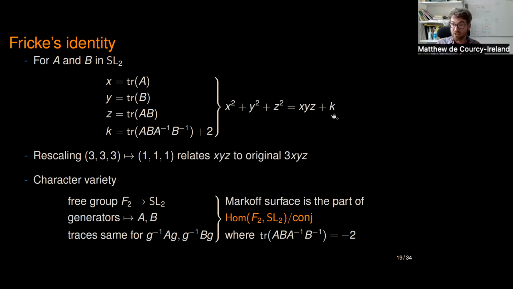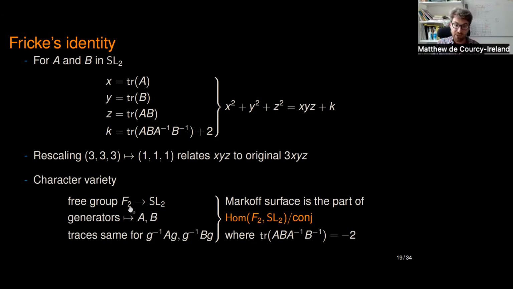So if you imagine the constant being 0, this is now a rescaling of the Markov equation. The basic solution is 3, 3, 3. Both sides would be 27 if the constant were 0. So you have to divide all of the coordinates by 3 to relate Fricke's identity to the original Markov with 3 times the product. What this shows is that the Markov surface is a character variety.